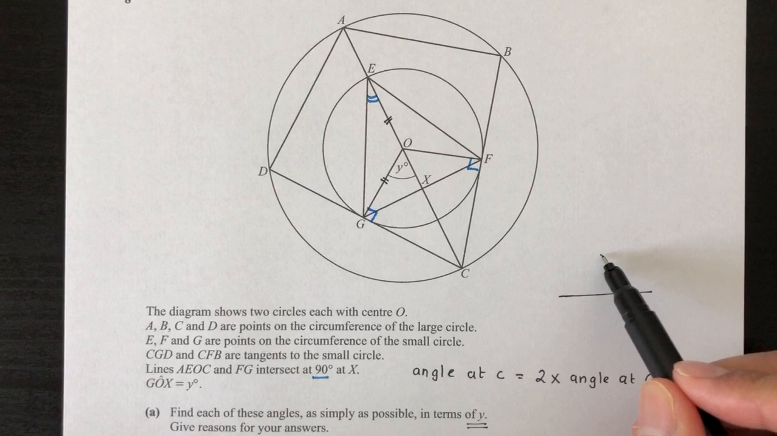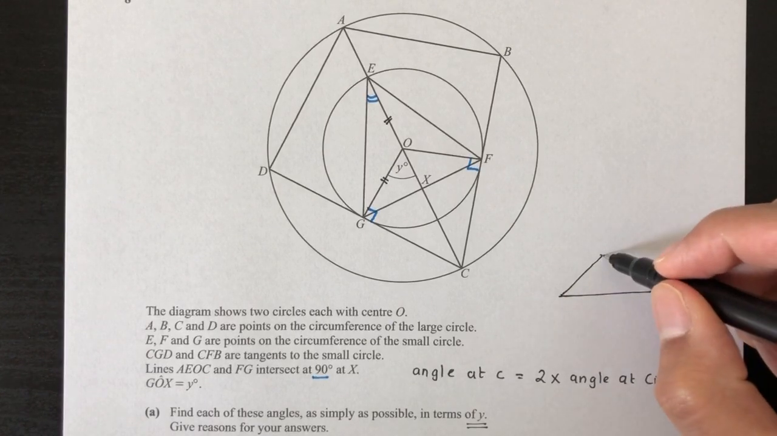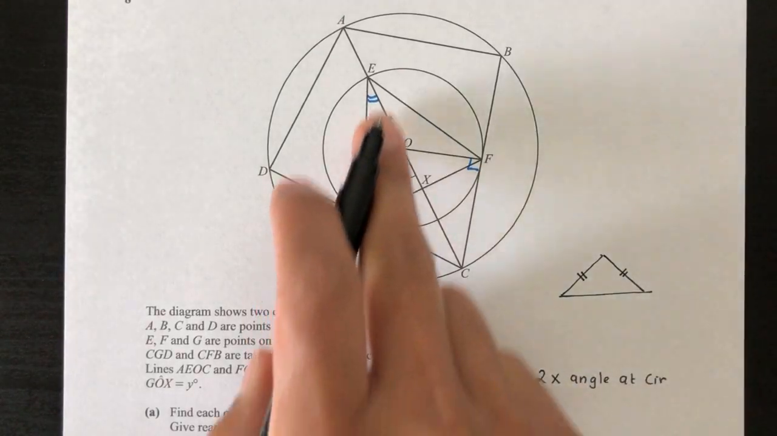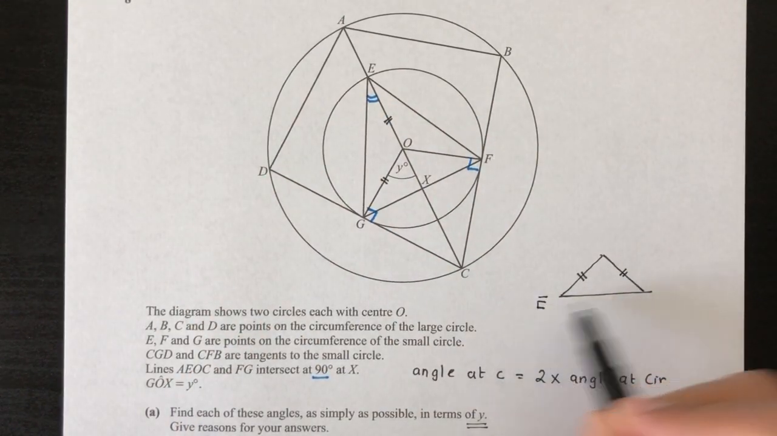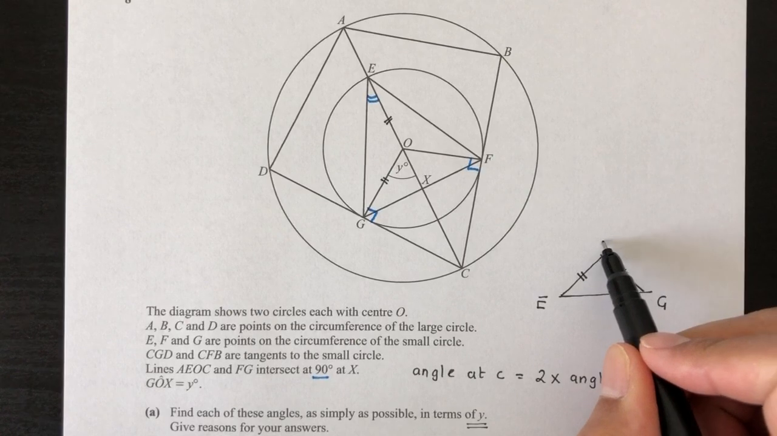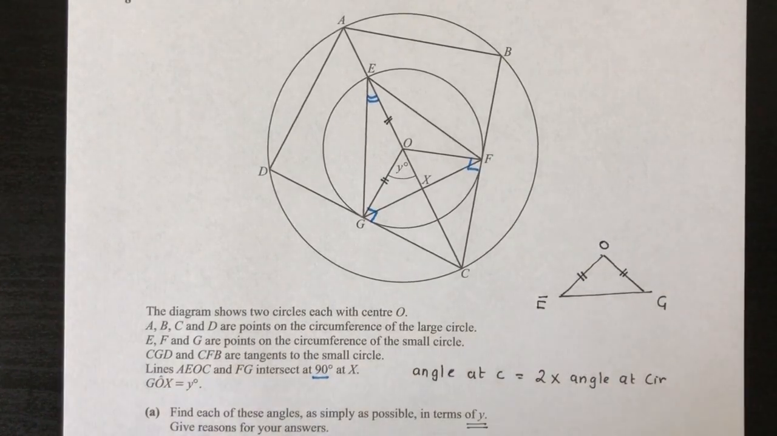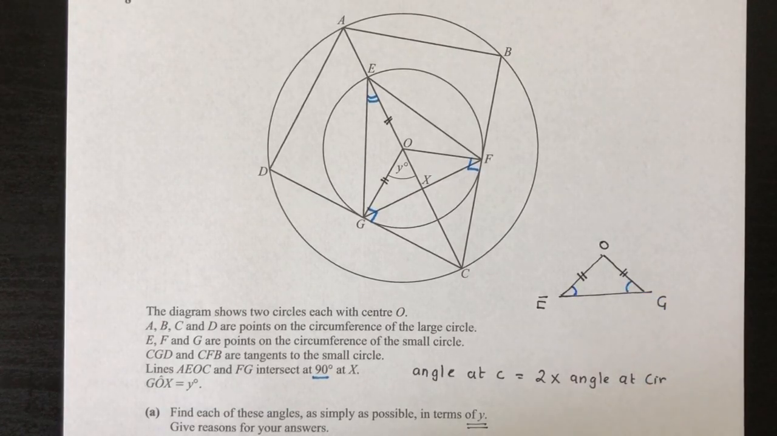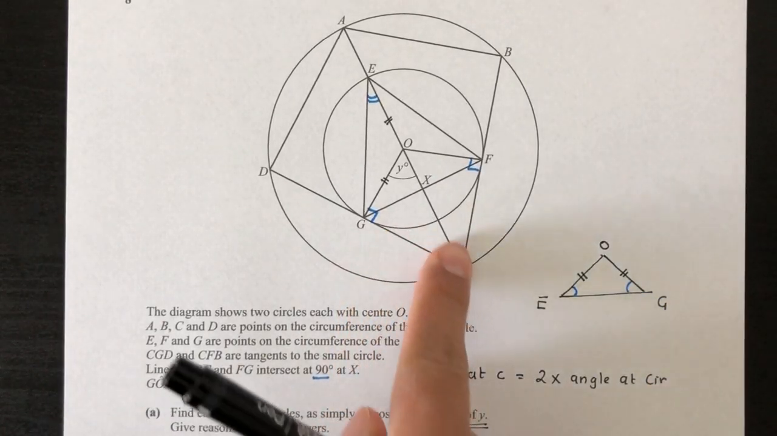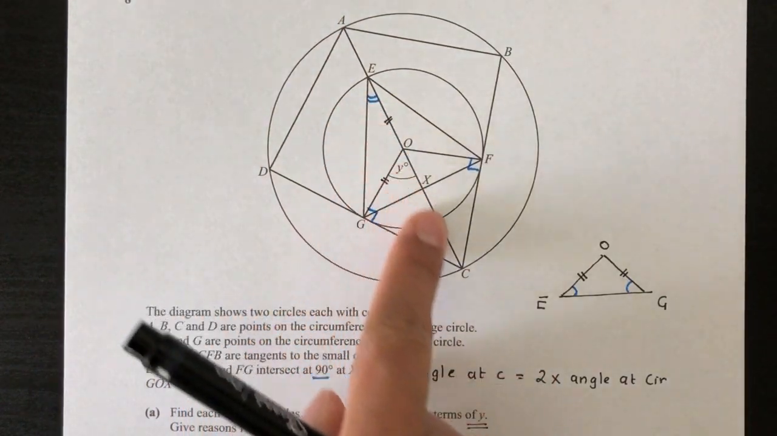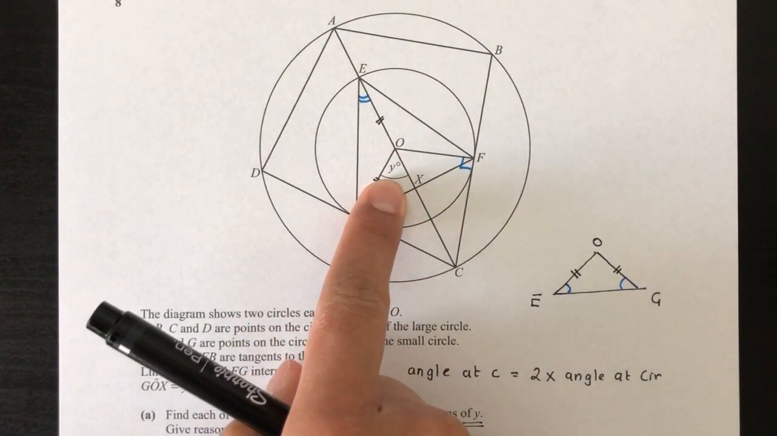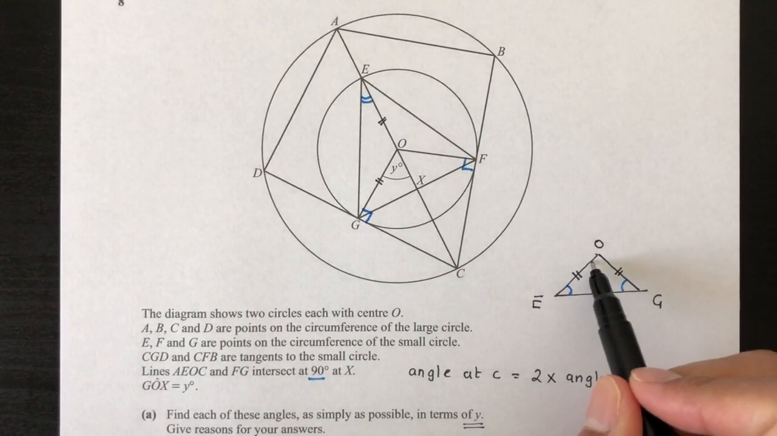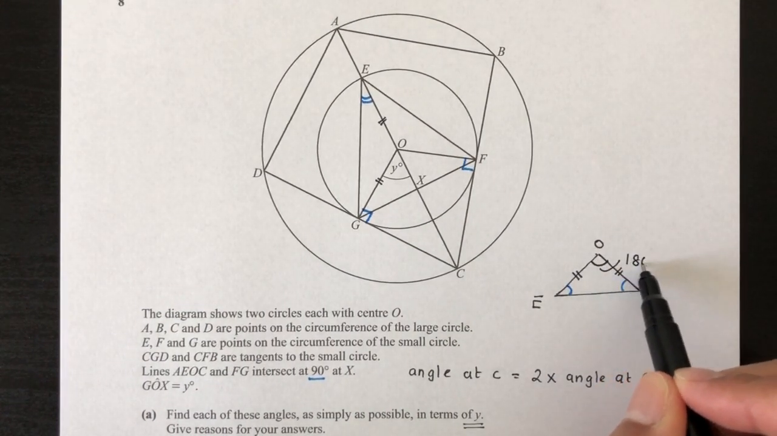So we have O here, and these two are the same, right? Radius, radius. This is E, this is G, and this is O. If these two are the same, these two angles will be the same, right? And if AEOC is a straight line, this is Y, this has to be Y, so 180 minus Y. So this angle here will be 180 minus Y.